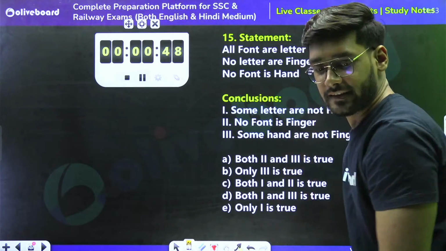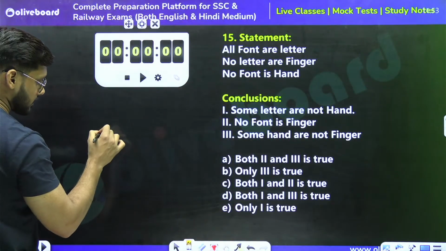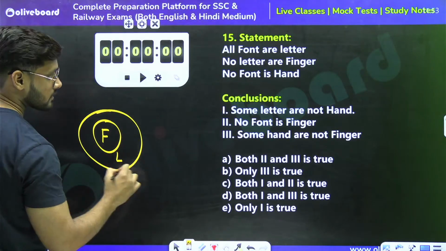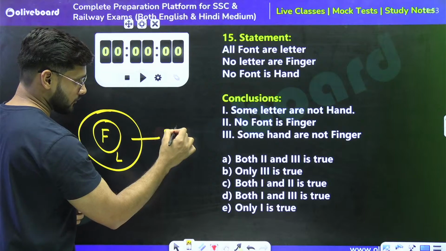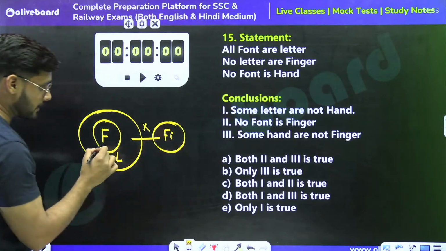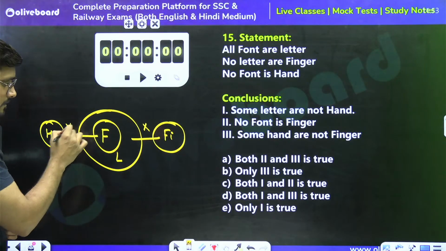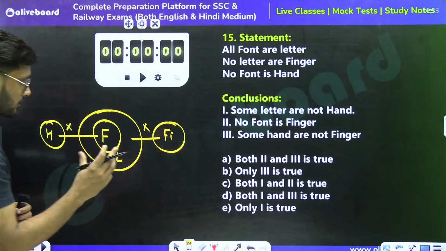Okay. Let's see the right answer for this one. All font are letter. No letter are finger. This is the part of finger. Fi means finger. And no font is hand. Similarly, font is not having relation with hand as well. Conclusion: some letter are not hand. There are some letters which are not hand.